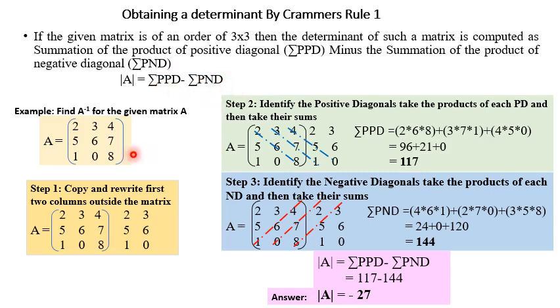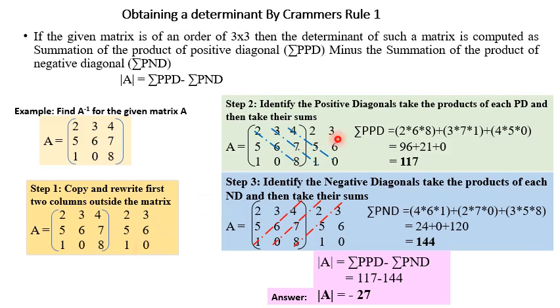So this is the example. This is the matrix A which is given to us. Now what is the first step that we will see? The first step is to copy and rewrite the first two columns outside the matrix. So this is your original matrix A. This is my first column and this is my second column. I have simply repeated those values outside the matrix. This is my first step.